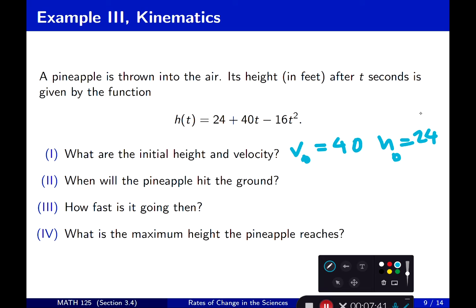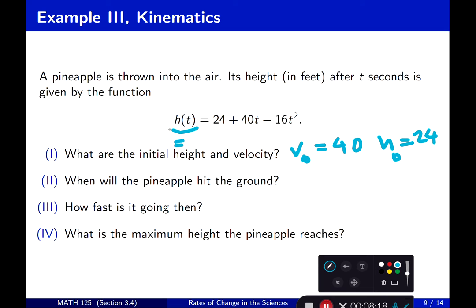When will the pineapple hit the ground? What does that mean? It means that the height of the pineapple is going to be equal to 0. It's thrown up, going to go up and come back down, but it doesn't start at height 0.